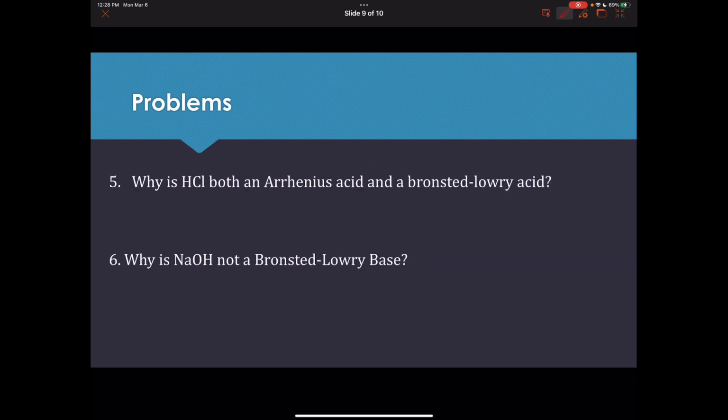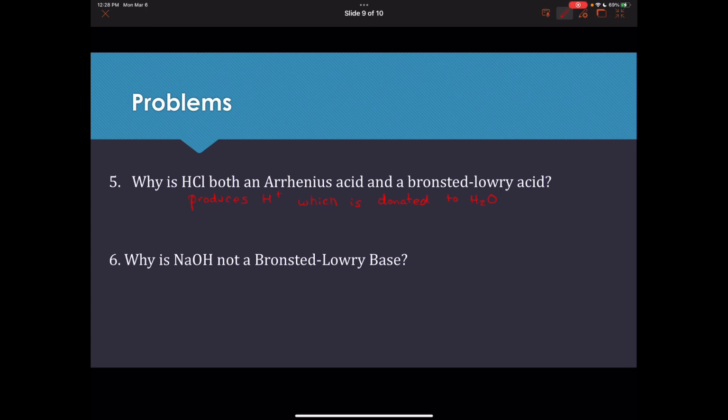Now, my HCl we've already talked about. We said it's both an Arrhenius acid and a Bronsted-Lowry acid. The HCl produces H+. That's what classifies it as the Arrhenius acid. That H+ is donated to water, making it the Bronsted-Lowry acid. So we release an H+ that gets donated to water, classifying this as both an Arrhenius acid and a Bronsted-Lowry acid.